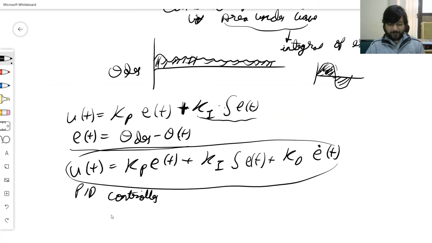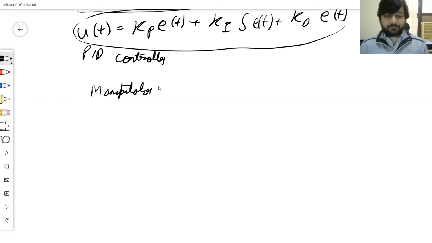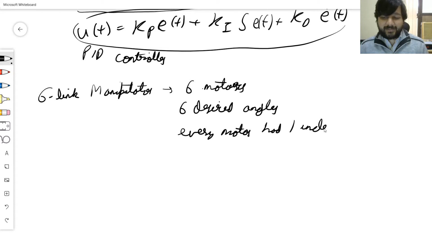What I wanted to teach was, can we apply a PID controller to a mobile robot? It is a question that I get most, and the answer is no, because for a manipulator, suppose a 6-link manipulator, there were 6 motors, 6 desired angles, and every motor had one independent desired angle.